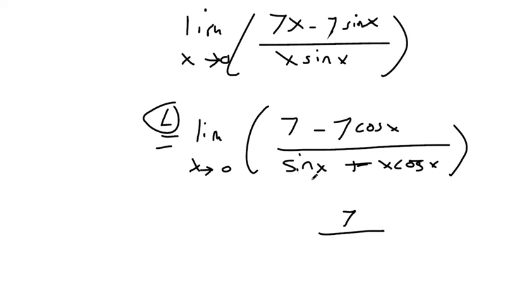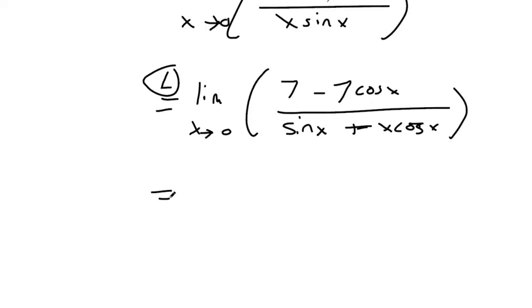And if we substitute 0 into the denominator, the sine of 0 is 0, and then this is 0 times 0, so that makes 0. So it's not indeterminate form right now because, oh wait a second, I'm sorry, I messed up with the numerator. Cosine of 0 is 1, so this would be 7 minus 7. We still have indeterminate form, so that means we get to use L'Hopital's rule one more time.